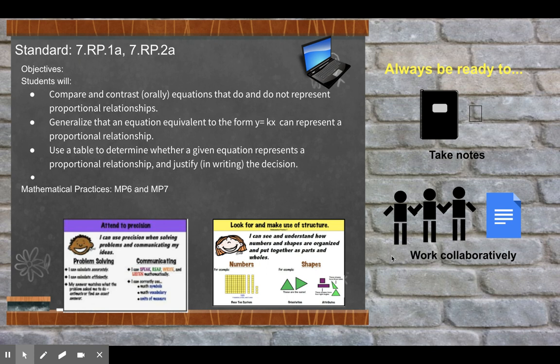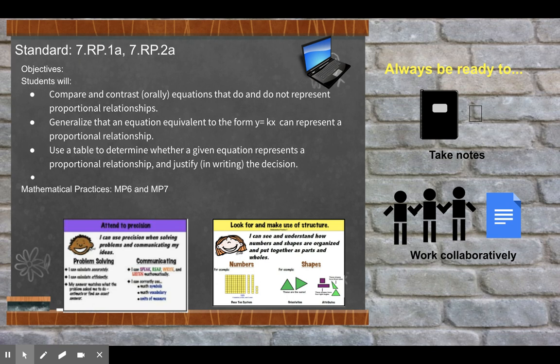So for today, our standards are going to be 7.RP.1a and 7.RP.2a. Our objectives are students will compare and contrast equations that do and do not represent proportional relationships. We're also going to generalize that an equation equivalent to the form y equals kx can represent a proportional relationship. And then lastly, we're also going to use a table to determine whether a given equation represents a proportional relationship and justify in writing the decision.